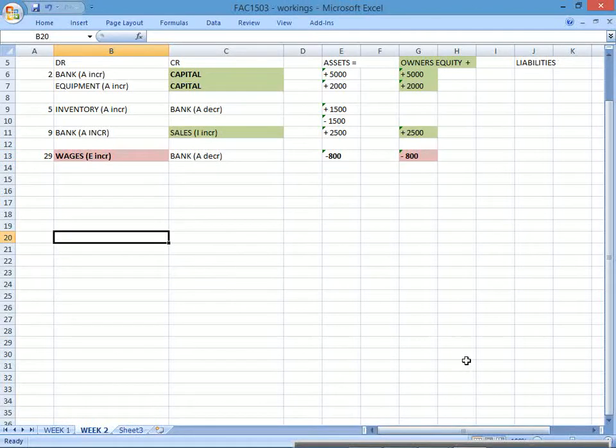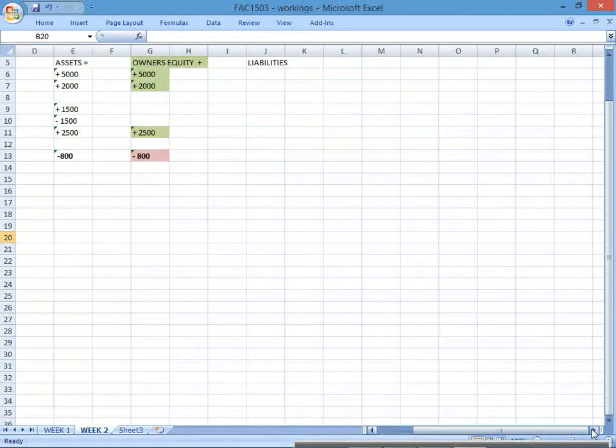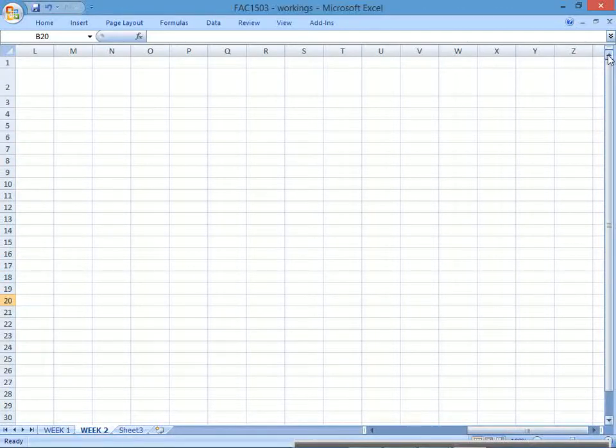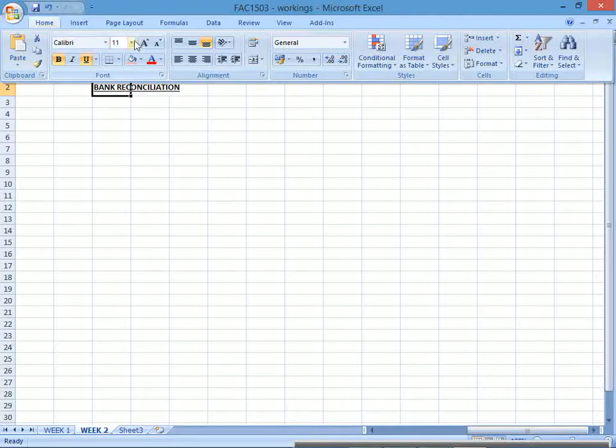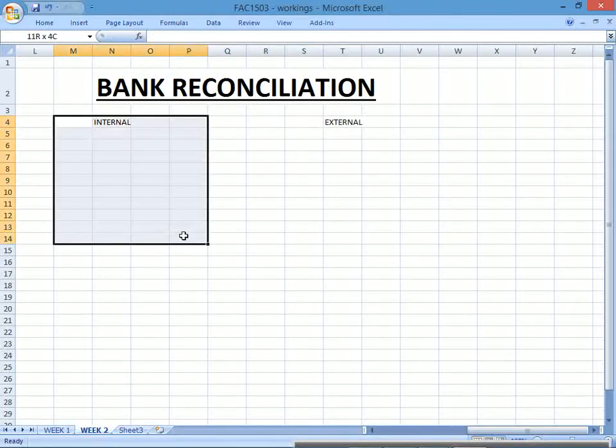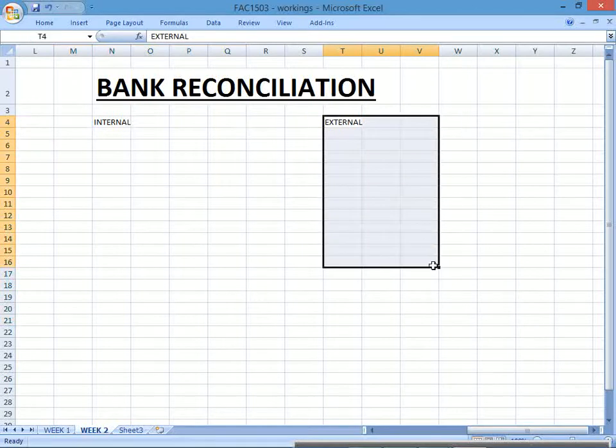So if I'm looking at the bank reconciliation, we're going to be looking at internal and external records, and we're going to be confirming it. Reconciliation: internal and external. And that's what you're going to be checking. You're checking, do your records match the bank's records?